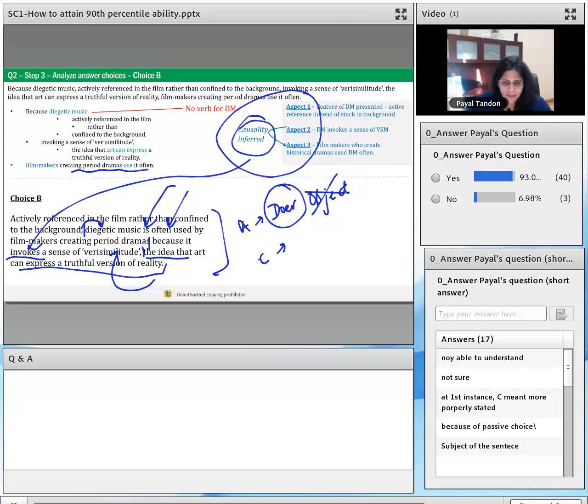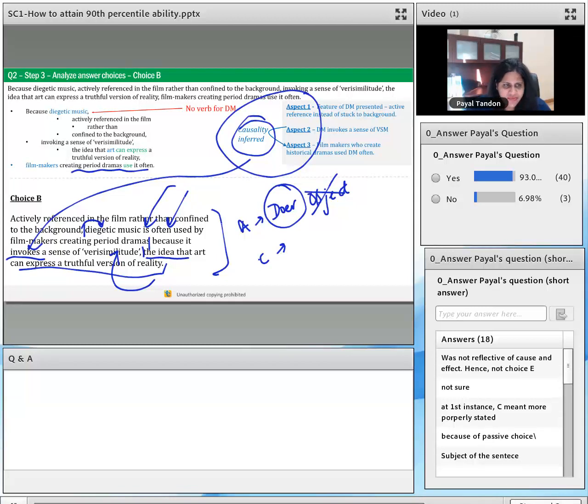I was confused about creating, that it modifies filmmakers. Yes, it does modify filmmakers because it is placed right after filmmakers without any comma. And again, this is why if you go through the roles of verb-ing modifiers concept file, you'll understand how these modifiers work. So definitely go through that and the verb-ing modifiers file as well. All right. We'll definitely talk about E.